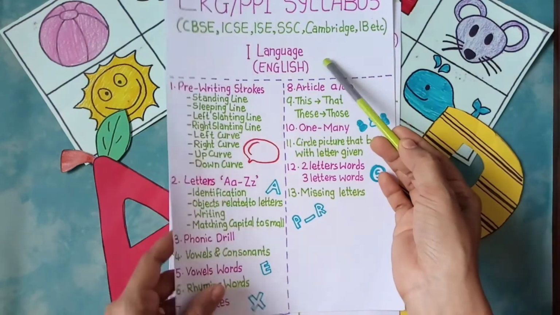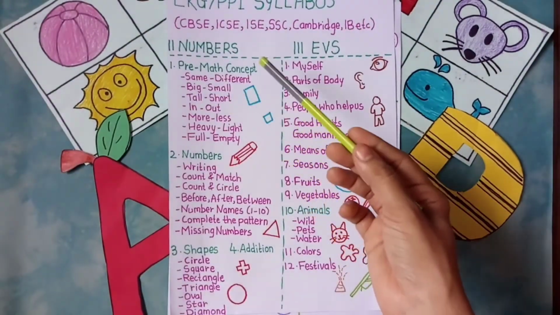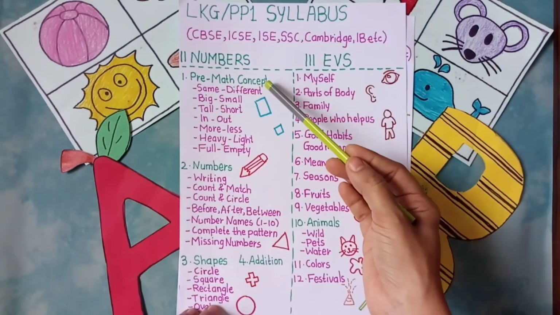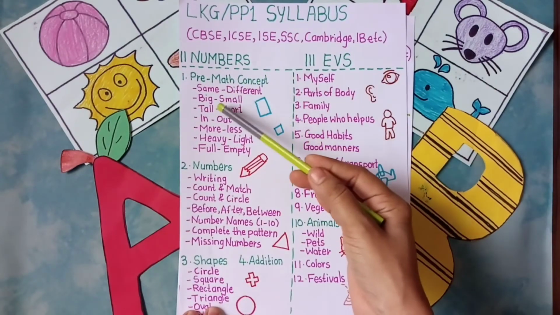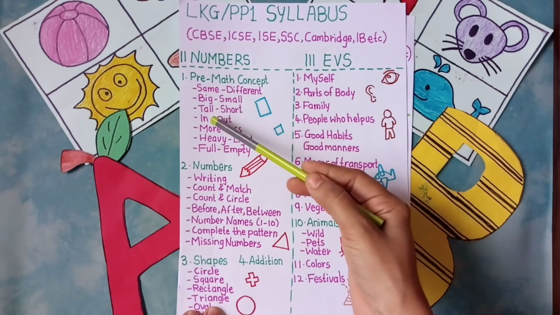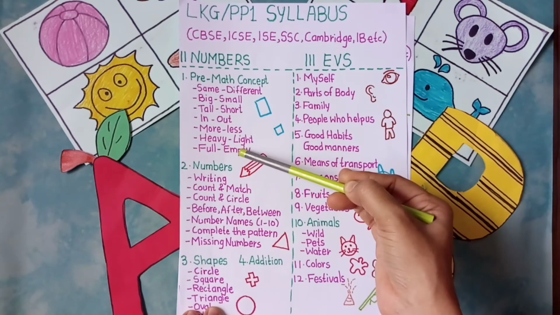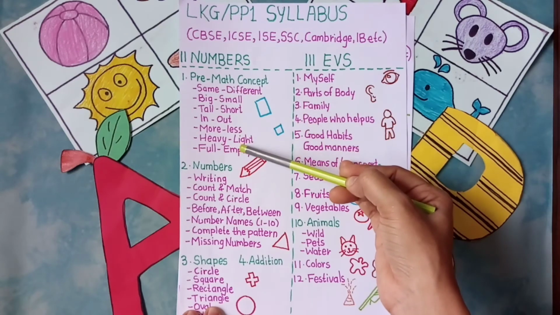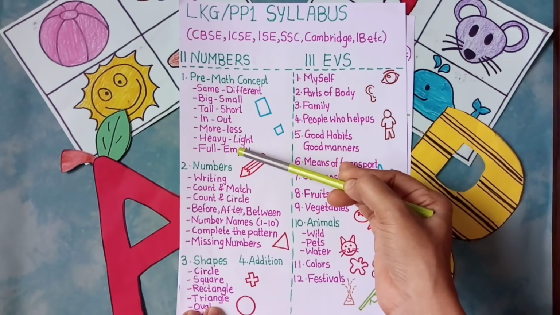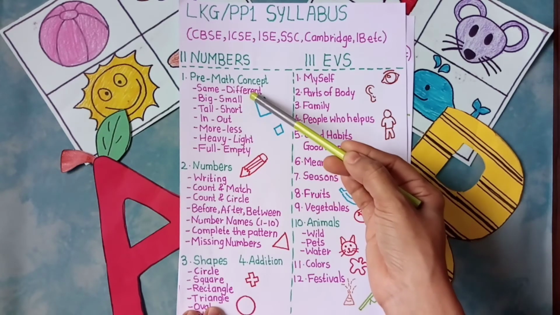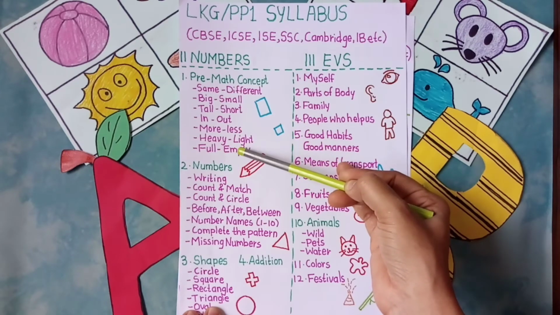Now next is our maths. For maths, there are pre-maths concepts, that is same, different, big, small, tall, short, in, out, more, less, heavy, light, full, empty. These are the concepts which are taught to them, so that for the further topics they will require these concepts, so that they get used to these words.